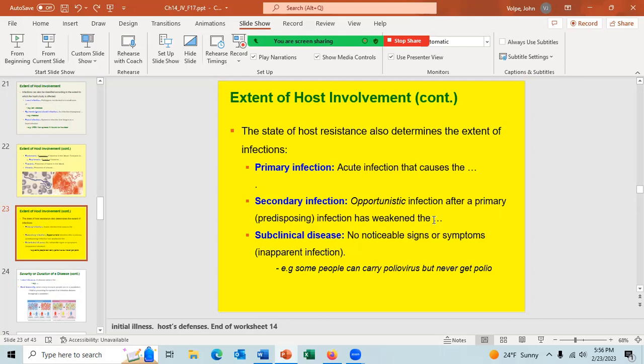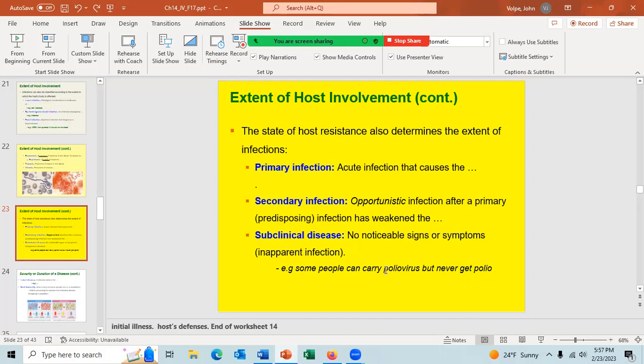A subclinical disease, also called an asymptomatic disease, is a disease where the patient has no noticeable signs or symptoms. So it's an inapparent infection. Some people can actually carry poliovirus, but never get polio. So they never know that they are infected with polio.